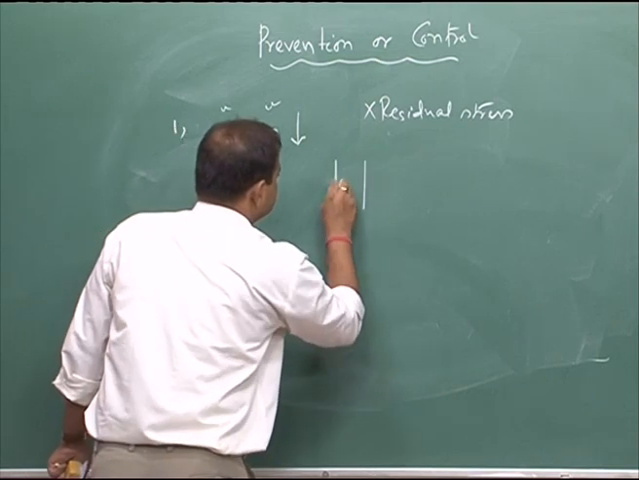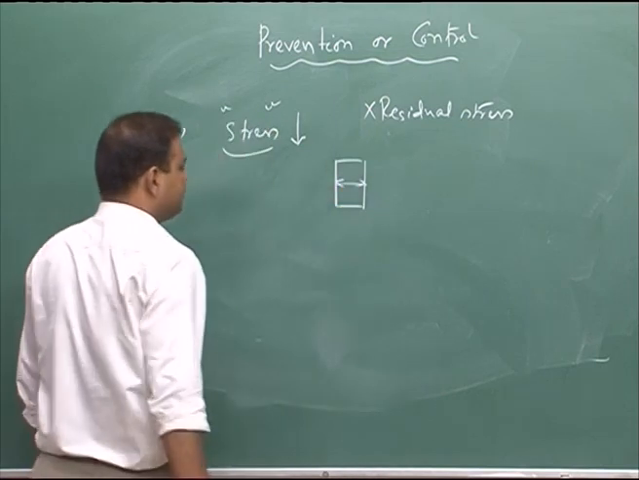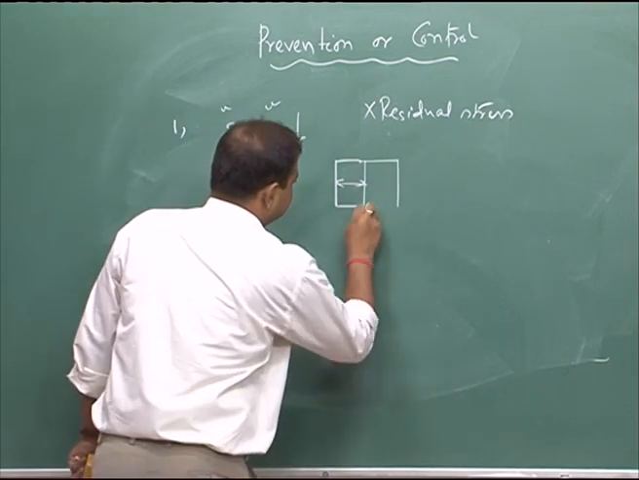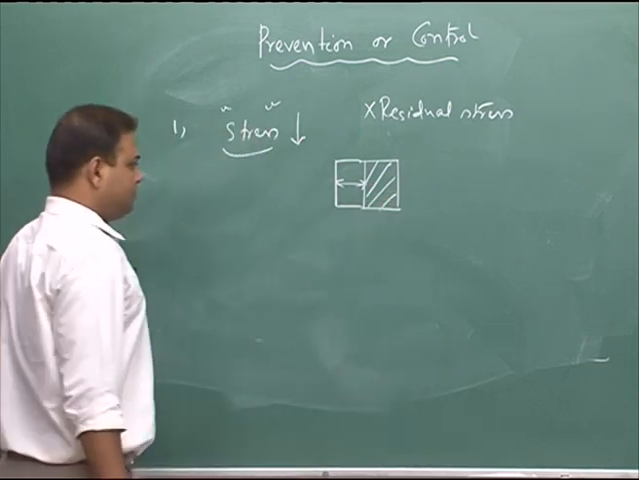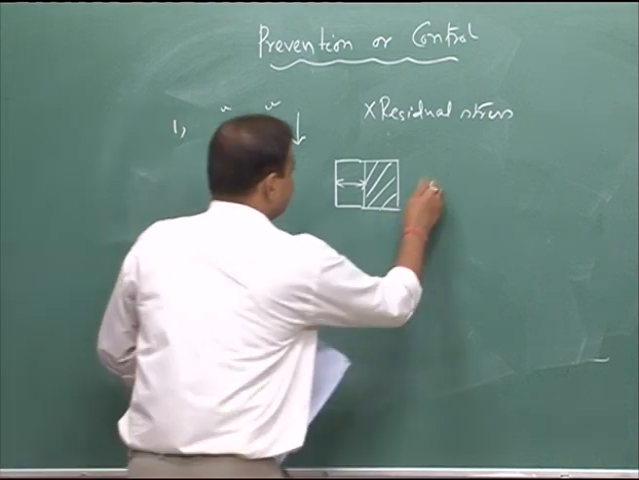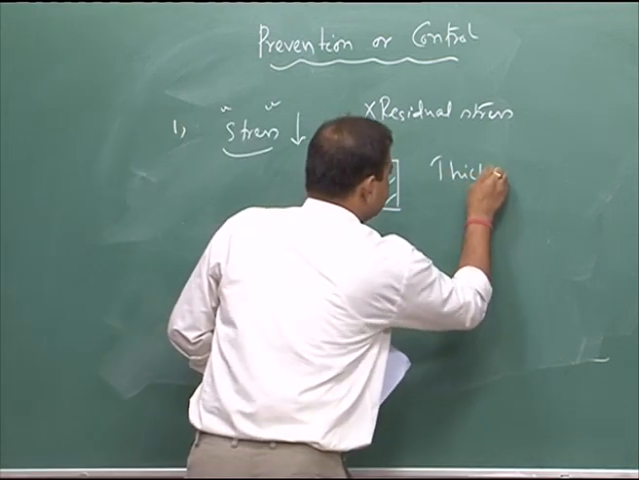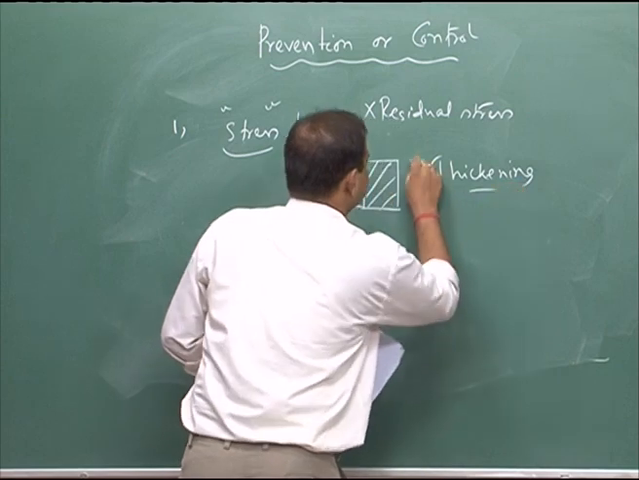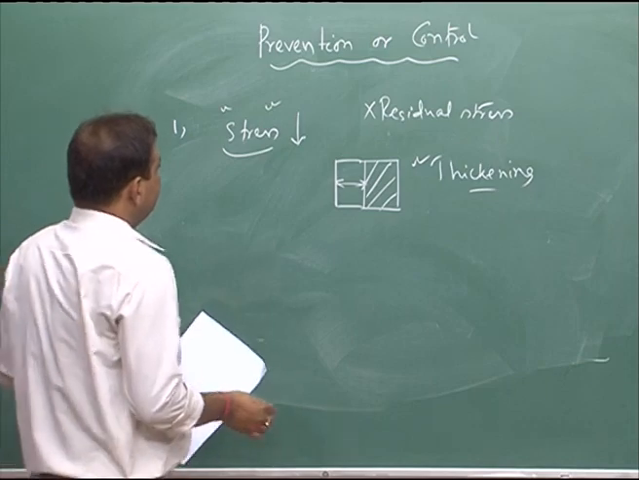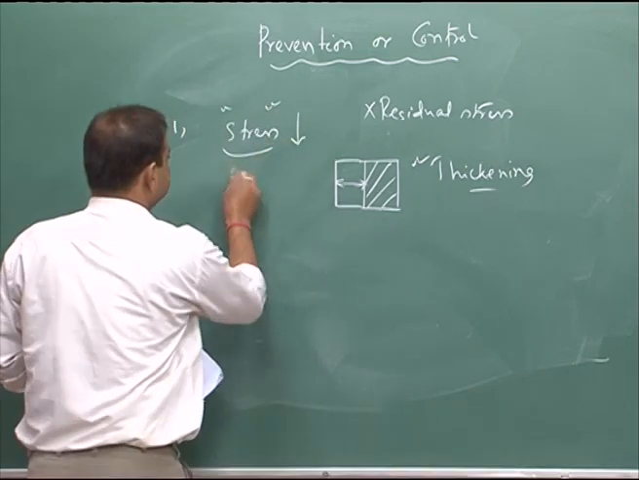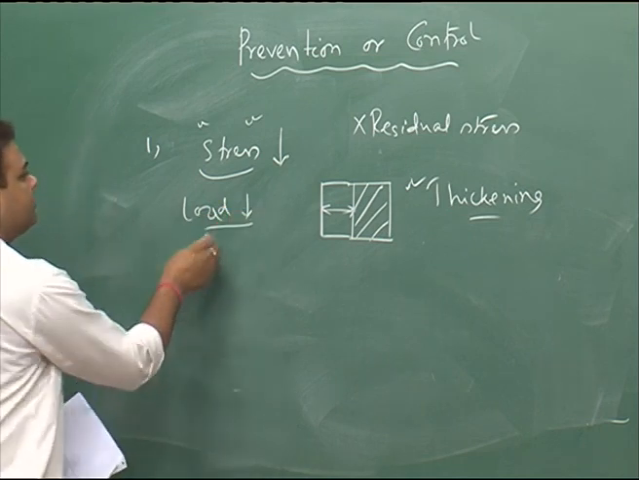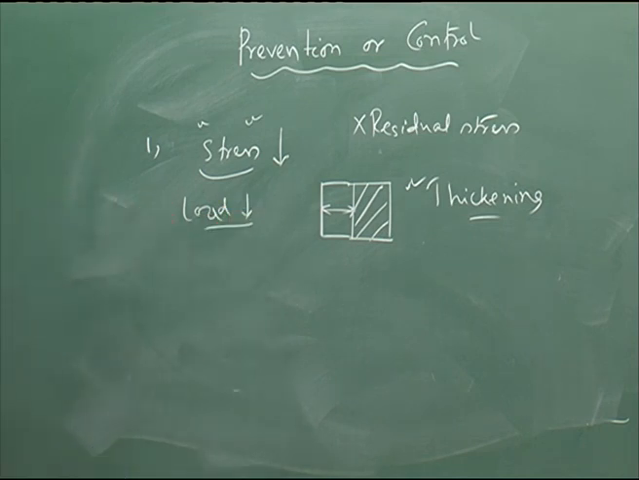then what you can do, for example, this is the cross section you are thinking of for a particular application. Now, in order to linger this SCC, you can increase the cross section this much. So, it can control the SCC. So, that means thickening is one criterion, or you can decrease the stress. You can decrease the load actually. Then you can also control or prevent SCC.